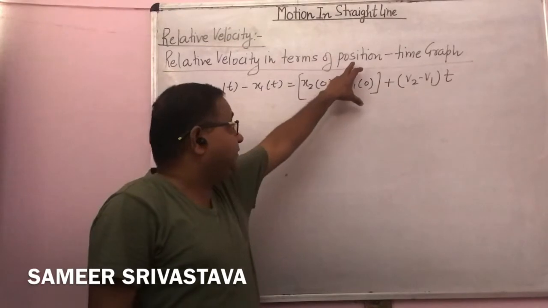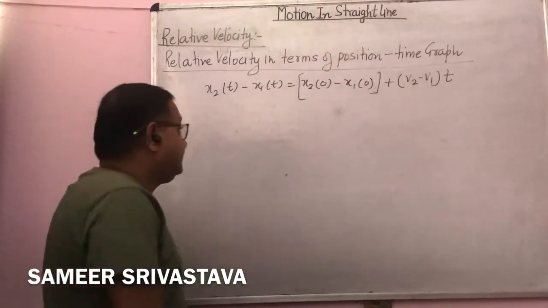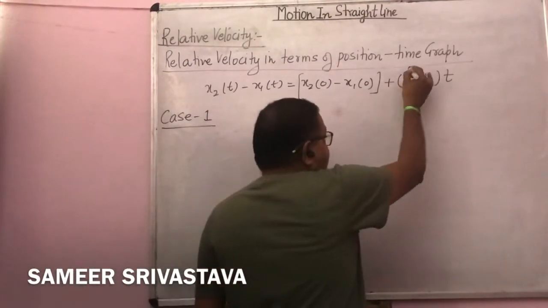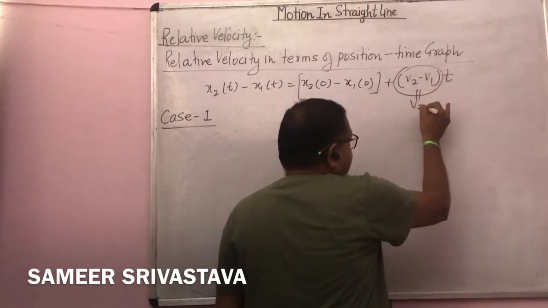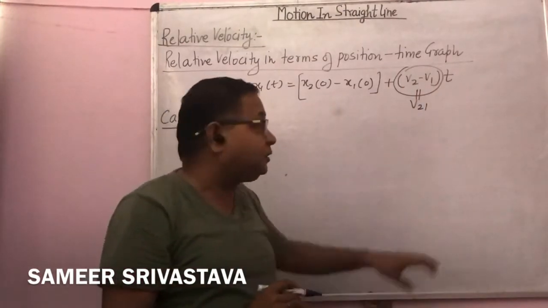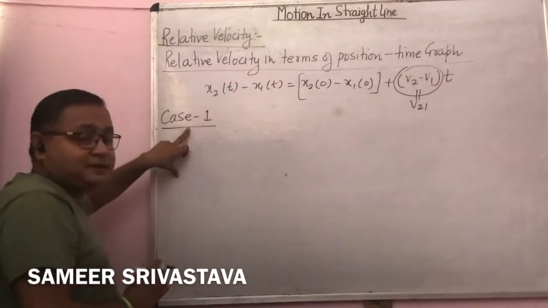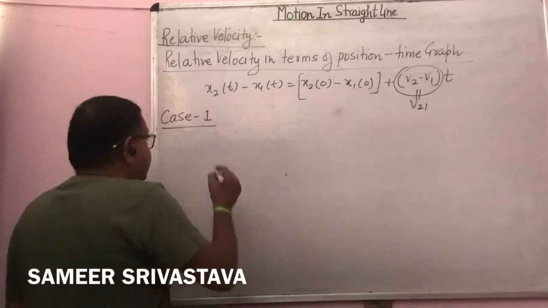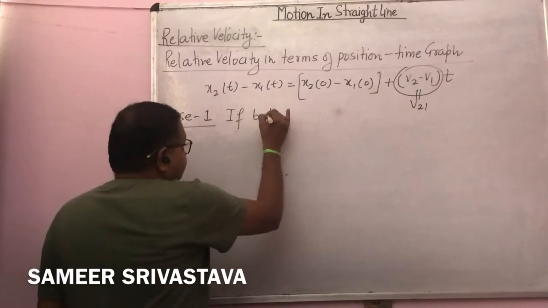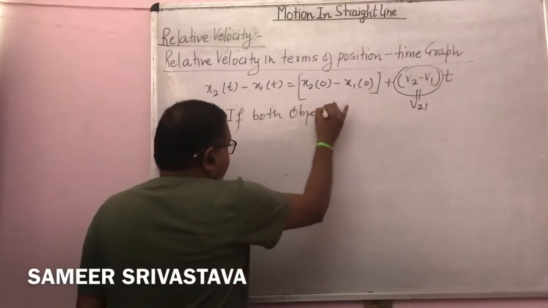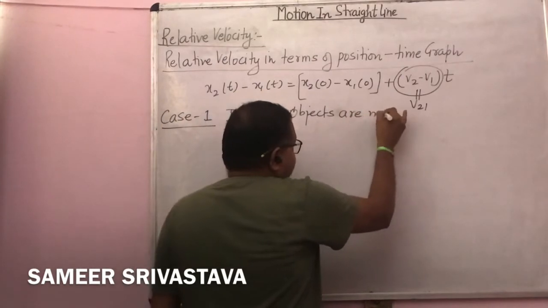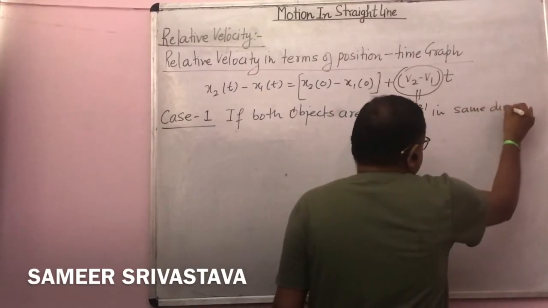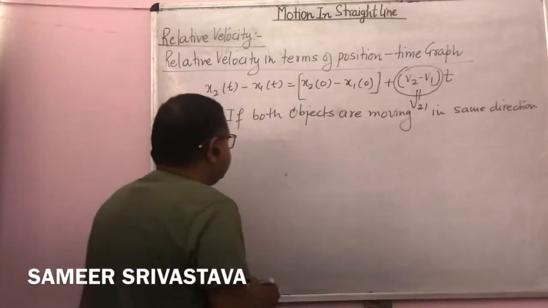Okay. Now, we have taken three cases to make a graph. Case 1. What does this term say? This term is nothing but v21, or the relative velocity, as you all know. Okay. Now, if I take case 1, that both objects are moving in the same direction with the same velocity.